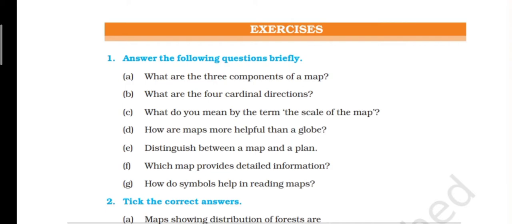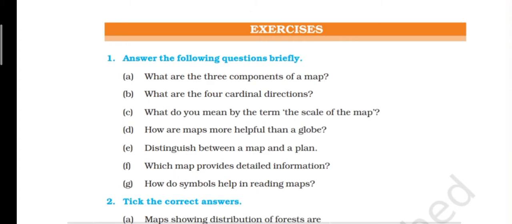Now the second point is that maps provide information about the countries, continents and the physical features of the earth. A plan, on the other hand, can show the length and breadth of a room, which cannot be shown on a map. So these 2 points are the differences between a map and a plan. Now question number F is, which map provides detailed information? This is a one line answer. Large scale map provides detailed information.